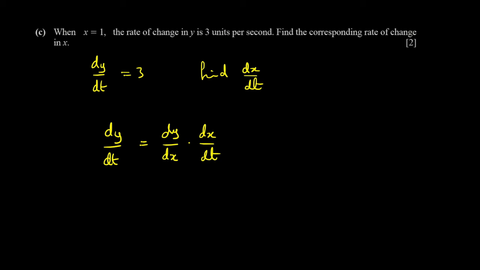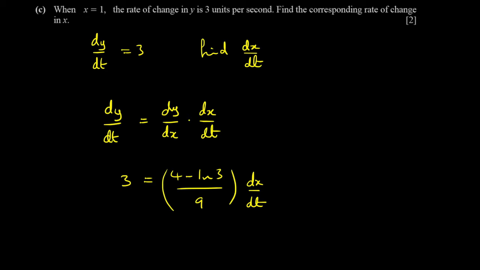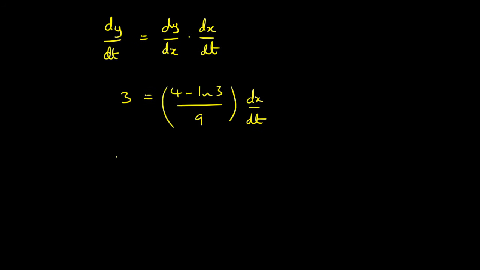Okay, so what can I do? I can substitute dy/dt is 3. I can substitute my value of dy/dx when x is 1, which was (4 minus ln 3) upon 9. So (4 minus ln 3) upon 9 times dx/dt. And so therefore, with a little bit of rearranging, dx/dt is going to be equal to 27 over (4 minus ln 3). And my guess is you're going to have to give a number for that.